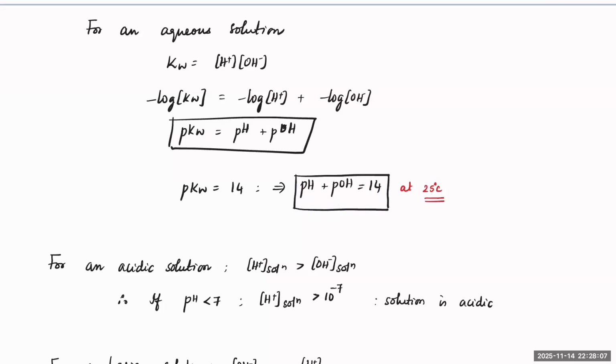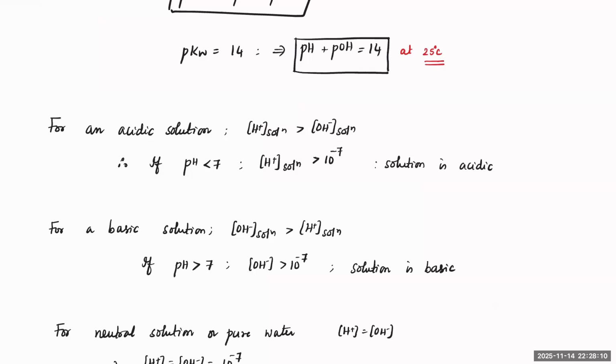Now listen, for an acidic solution, we expect that the H plus concentration in the solution should be greater than OH minus. So if H plus is greater than OH minus, then pH is less than pOH, but the sum has to be 14. So what should the pH value be? The pH value has to be less than 7, and pOH has to be greater than 7. Got it? And the H plus concentration of the solution should be greater than 10 raised to power of minus 7. Then the solution is acidic.